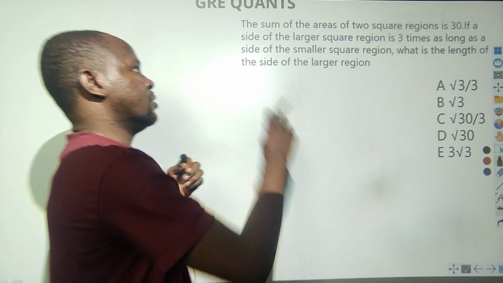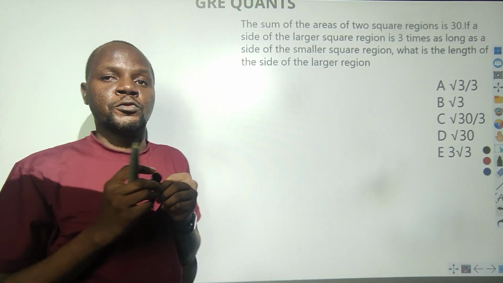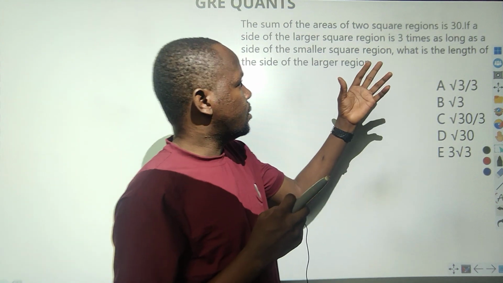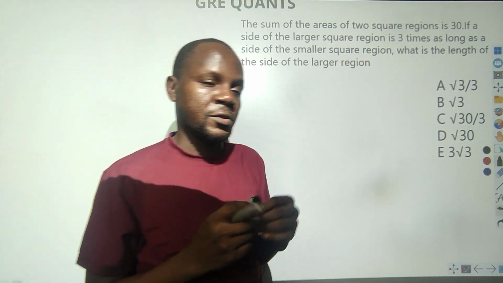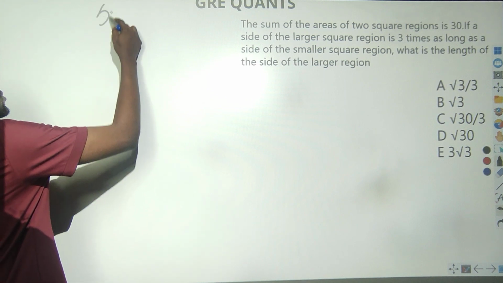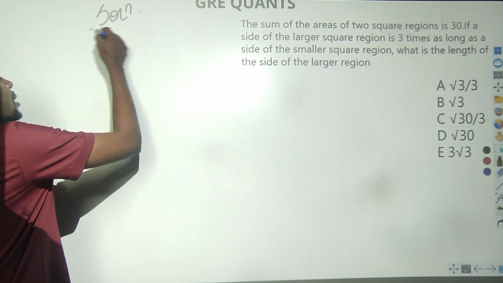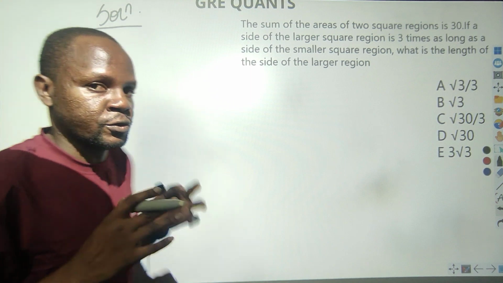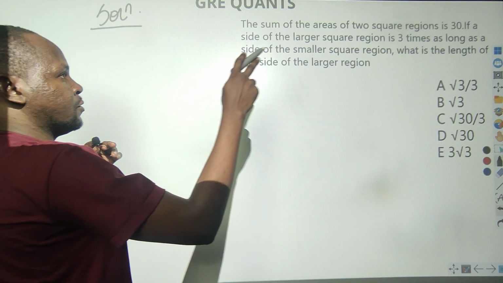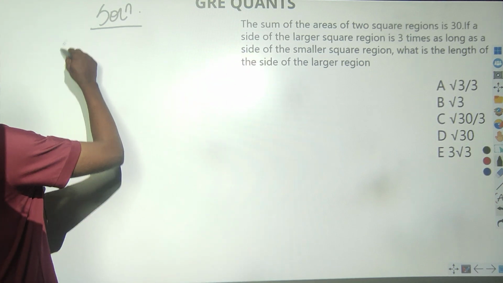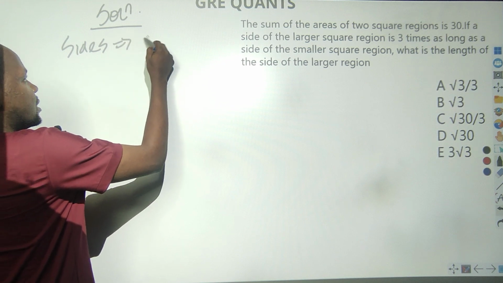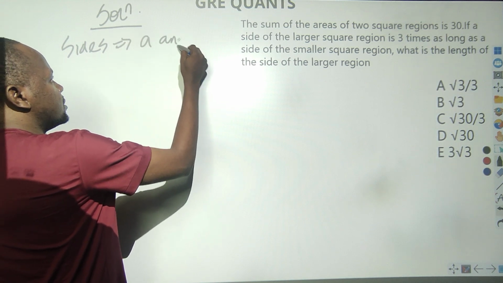So doing these, we have the sum of the areas of two squares, still on the same topic, mensuration. The sum of the areas of 2 square regions is 30. So maybe you are the type that loves to solve quadratic equations. You can say, if you like to write stories, you can easily write: let the areas of 2 squares, let the first sides, the sides, now I'm taking 2 sides, A and B.